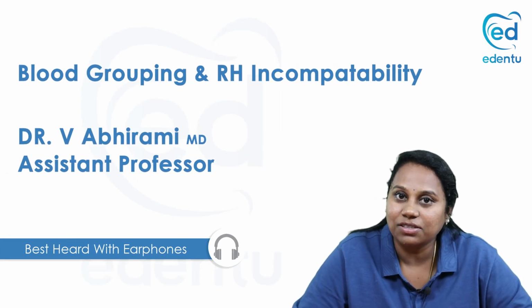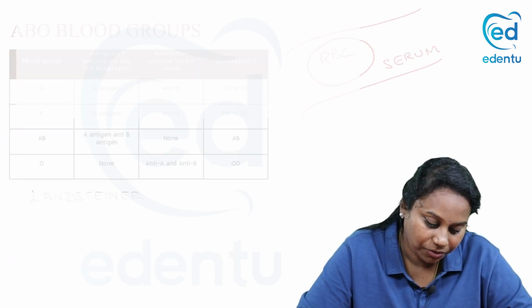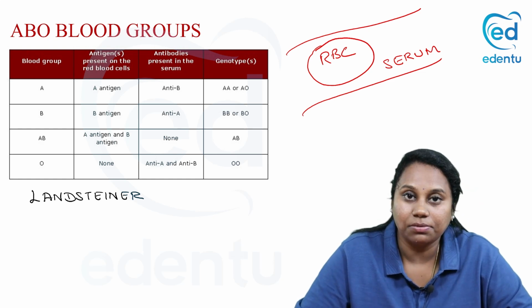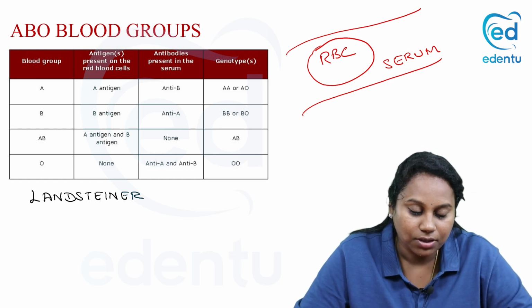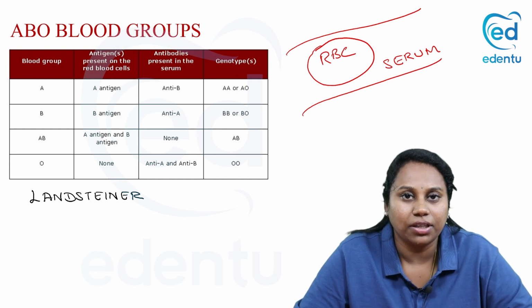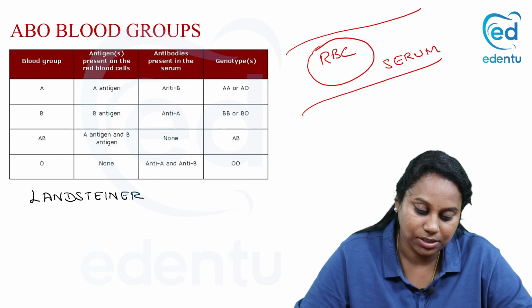Hi students, in this video we're going to learn about blood grouping systems. There are various blood grouping systems, but ABO blood grouping system is the most important one. Other blood grouping systems are like the Kell system and MNS system, but they are not clinically relevant. So let's learn about ABO blood grouping system.